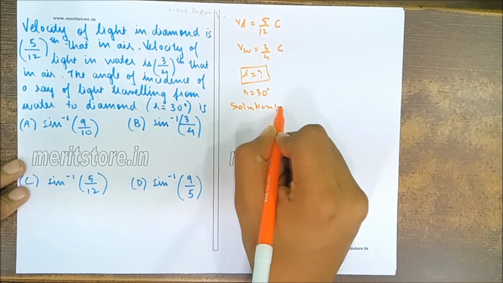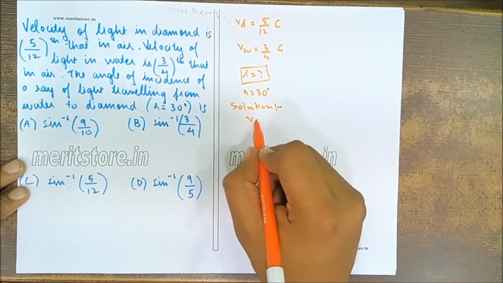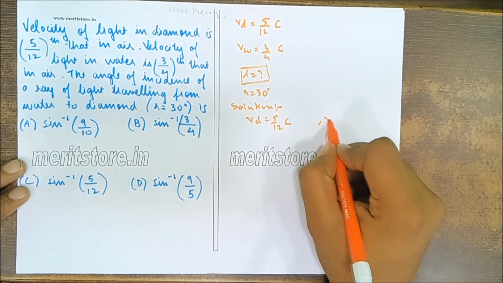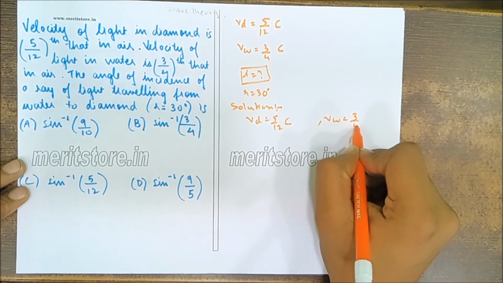Solution. We know VD is equal to 5/12 C and VW is equal to 3/4 C.